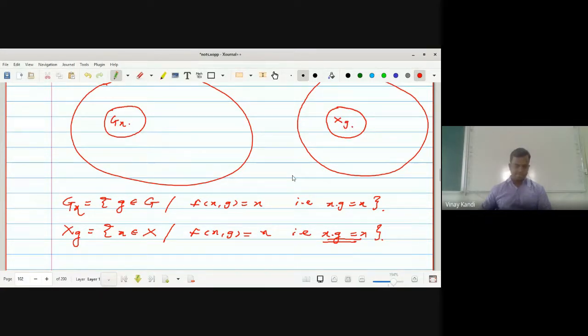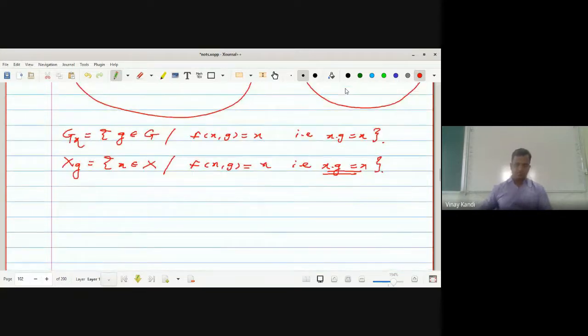Okay, now what is xg? Sorry, xg. Okay, remember the definitions carefully, they may be asked again. What is xg now? xg is the collection of those elements of X such that x is related to y, or y is related to this small x.